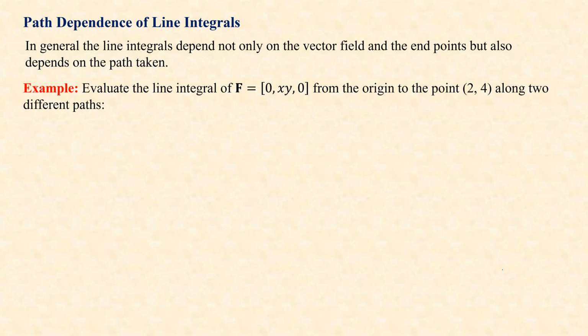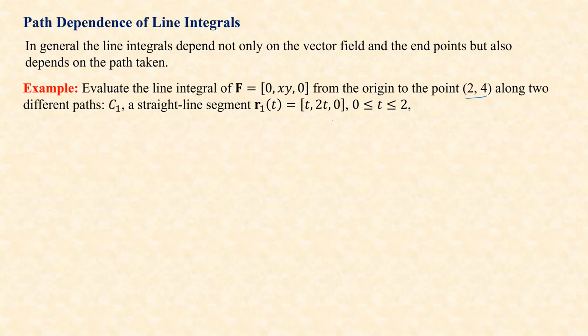So we have this field. We want to take the line integral of that along two different paths. One is the straight line that goes from the origin to this point (2, 4) directly. You see, if you put t equal to 0, you get the origin, (0, 0). And if you take any other point, y is equal to 2x. y equals 2x is a line. We go along that line, right? This is a parametric representation of this line, right? So this is the straight line segment.